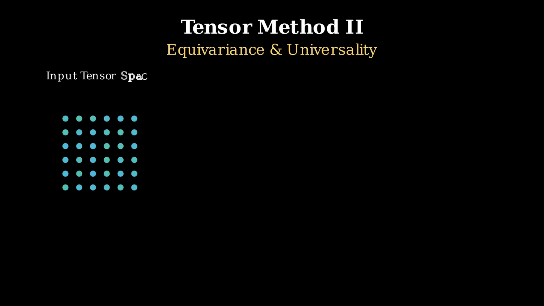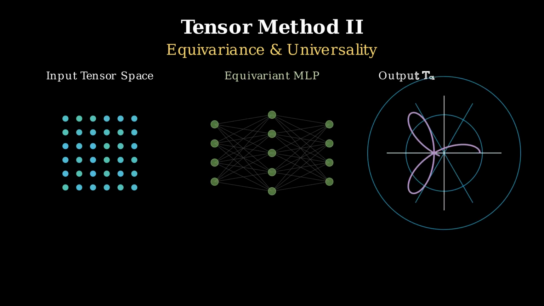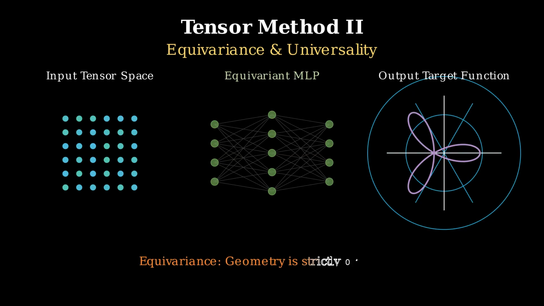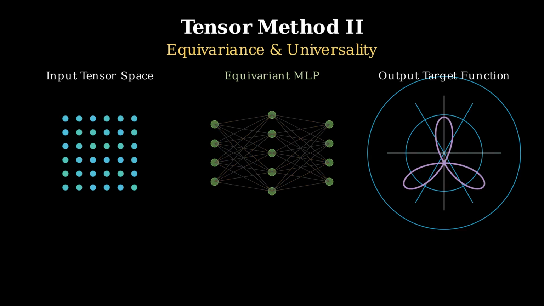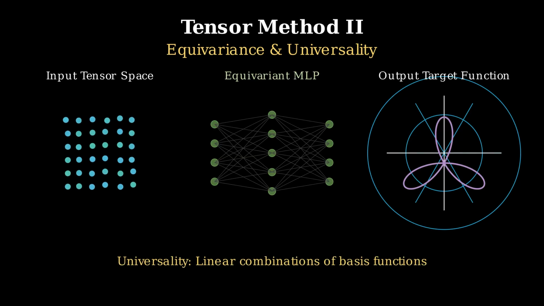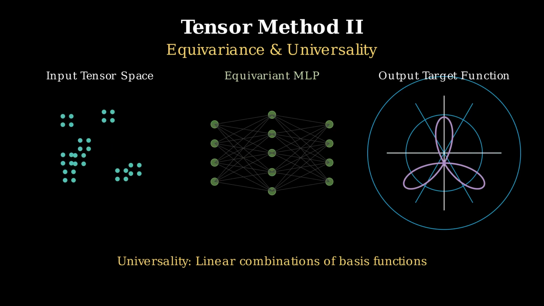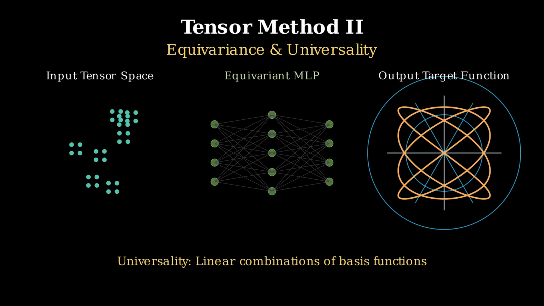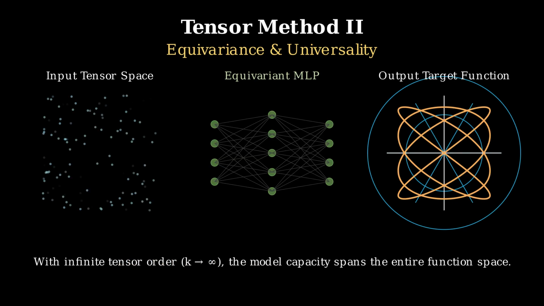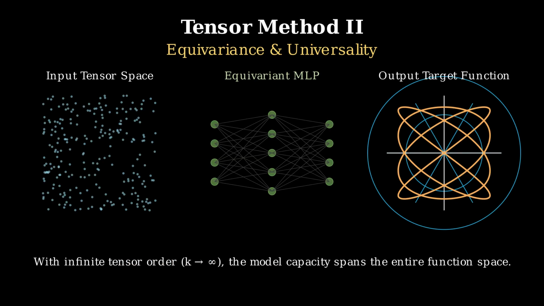When we feed these high-dimensional tensors into an equivariant multi-layer perceptron, the network preserves symmetry perfectly. Notice how rotating the input point cloud dictates a perfectly synchronized rotation in the output function. Furthermore, this method guarantees universality. We can decompose the input space into fundamental, orthogonal basis features. By feeding enough of these tensor components into the network, it can mathematically approximate literally any continuous equivariant function. Theoretically, as the tensor order k approaches infinity, the parameter space becomes dense enough to model anything.